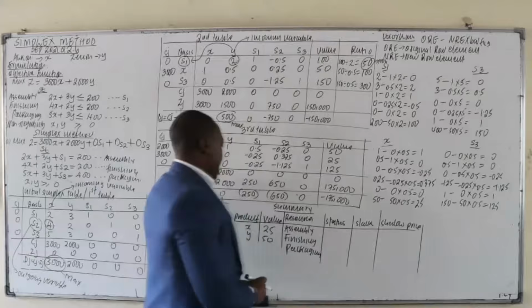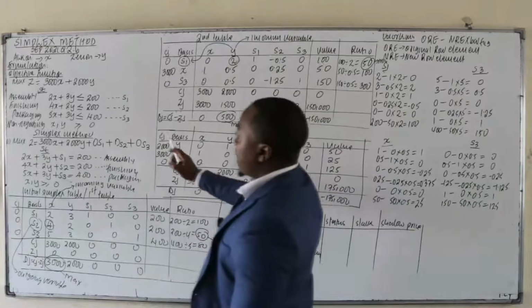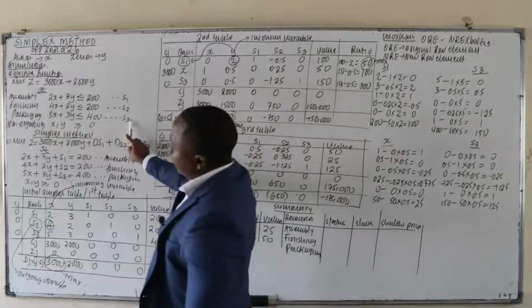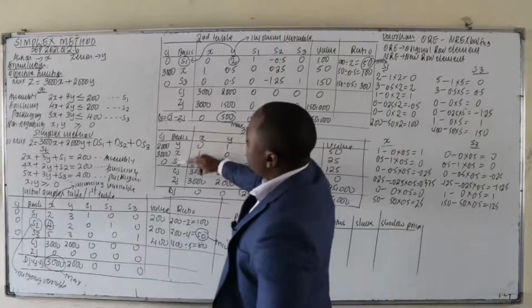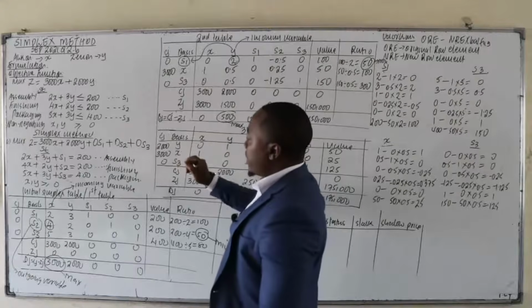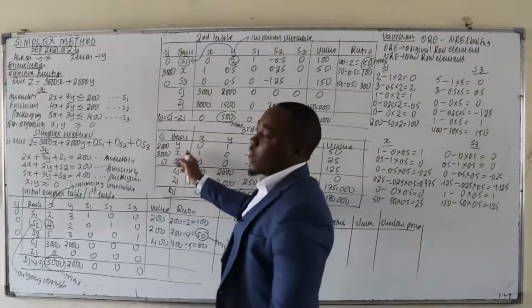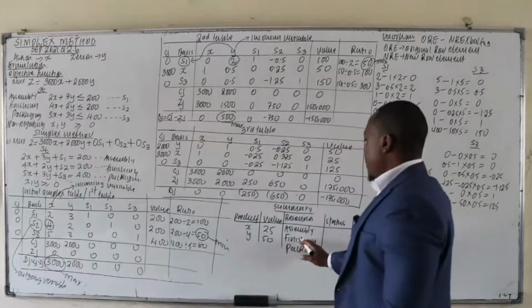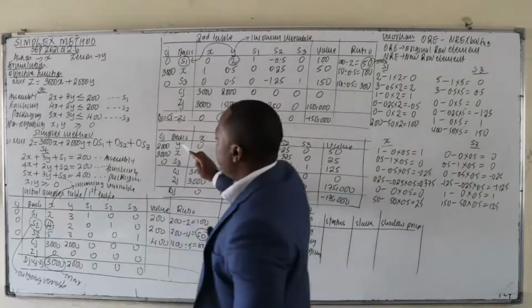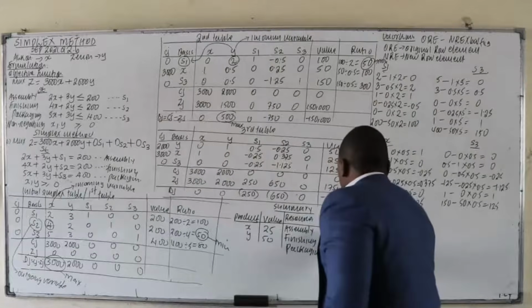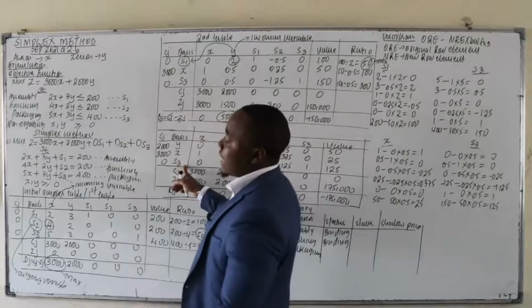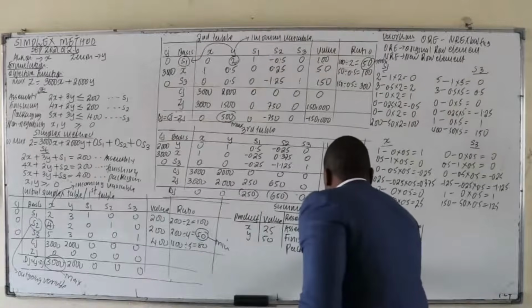Then we have the resources: assembly, finishing, and packaging. And here they are. Assembly was S1, finishing was S2, packaging was S3. Now from the optimal table, S1 was replaced by Y, S2 was replaced by X. The ones that were replaced, that's what we call binding resources. So assembly and finishing, that's S1 and S2, they were replaced by Y and X. So both of them are binding. Packaging refused to move. So that one becomes non-binding.